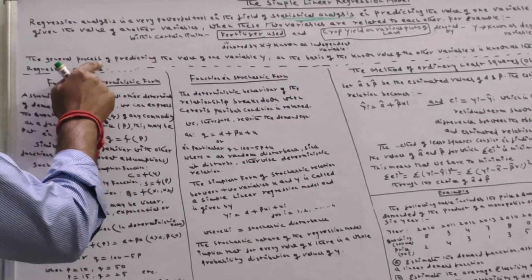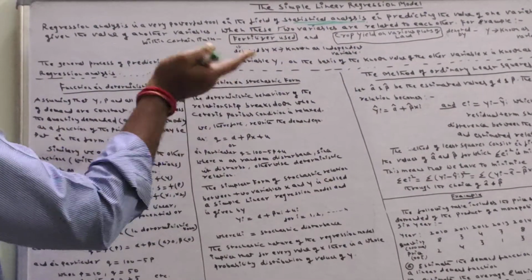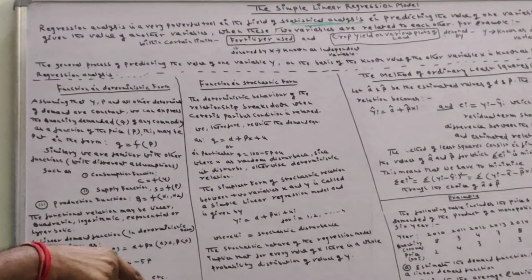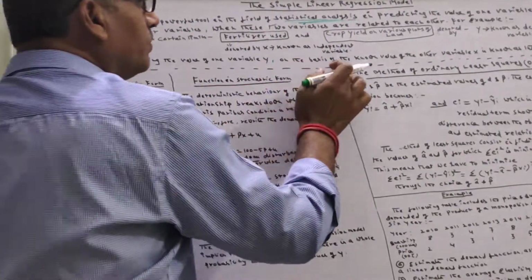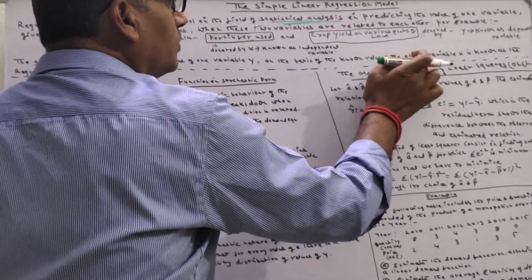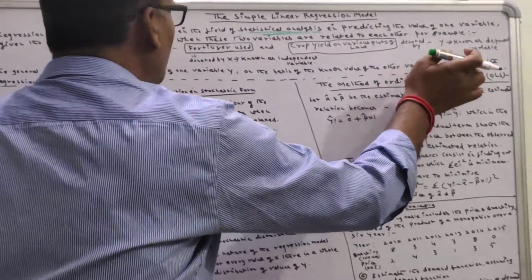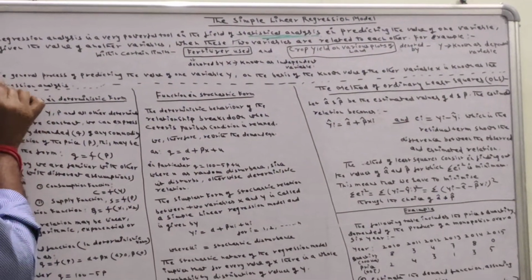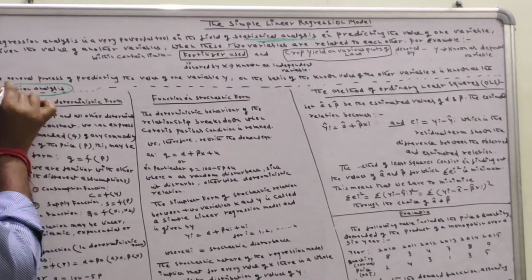Now the general process of predicting the value of one variable Y on the basis of the known value of the other variable X is known as regression analysis.